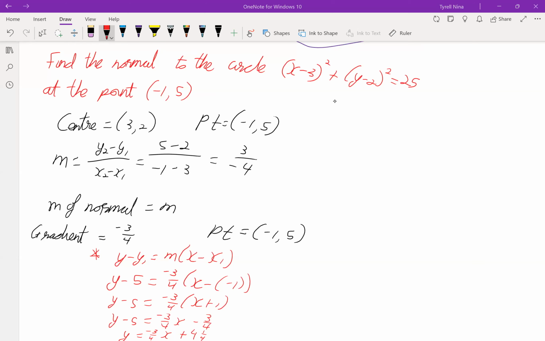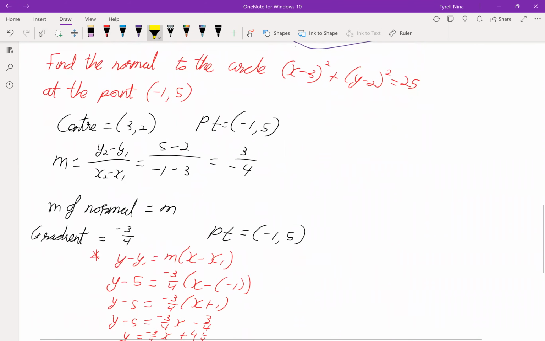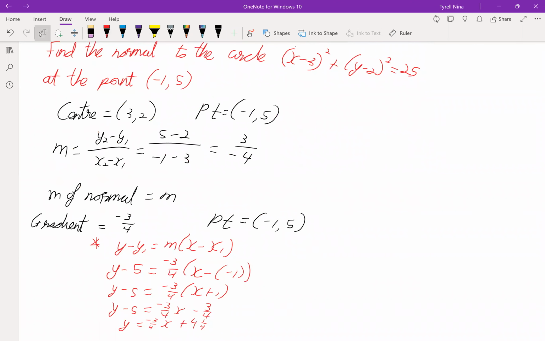So when they ask for the normal to the circle, they're asking for this line here, this line that they have there. All right, so trigs, right? Going on to trigs next.